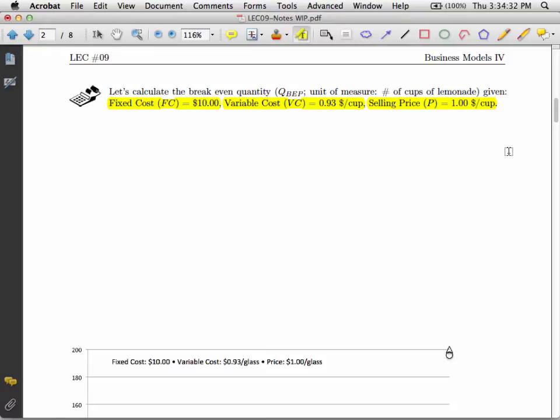So let's do the algebra first. The break-even point is going to occur where our cost is equal to our revenue. And our cost is composed of two pieces. We have a fixed cost of $10, and we have a variable cost of 93 cents times some quantity of glasses of lemonade. And that is going to equal our revenue, which is $1 times Q. So every glass of lemonade puts $1 in our pocket.